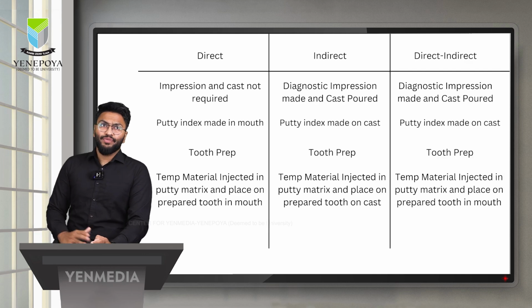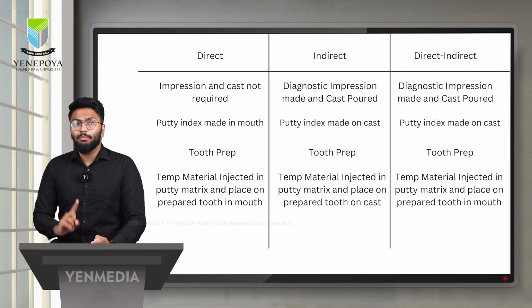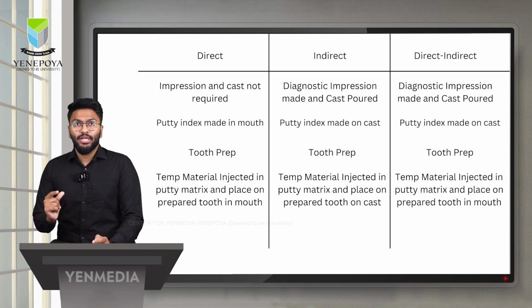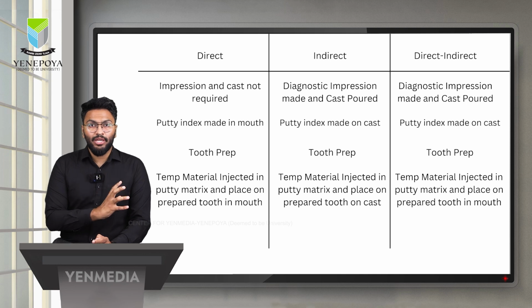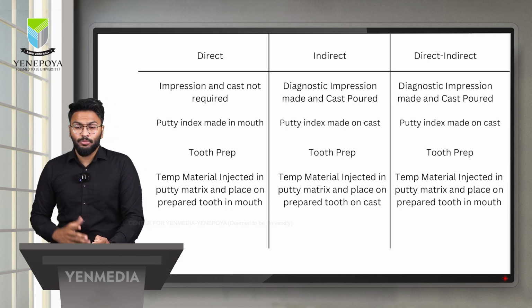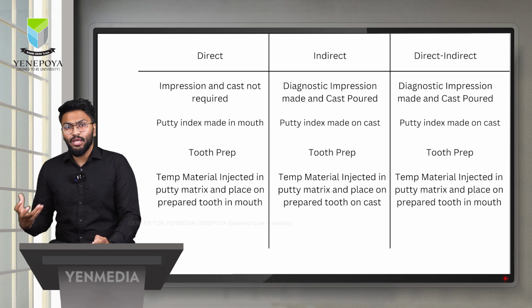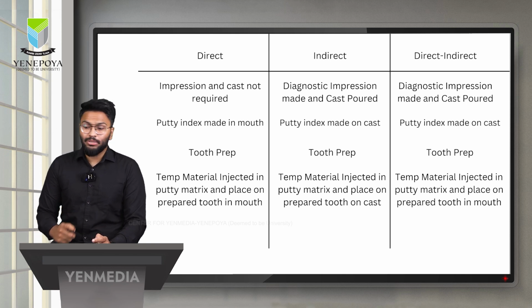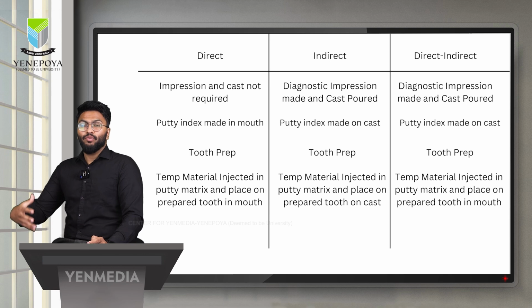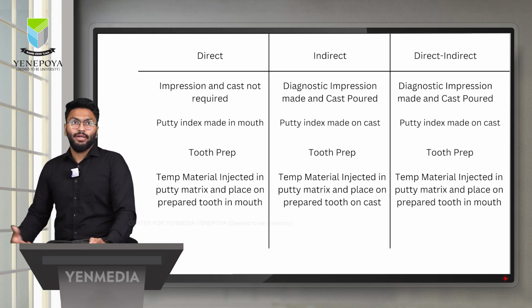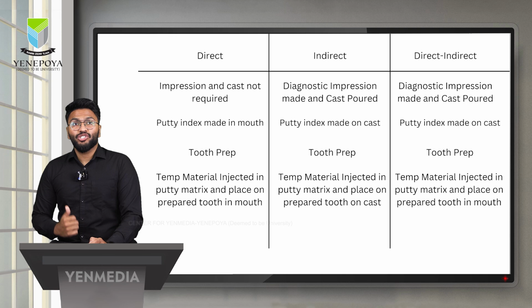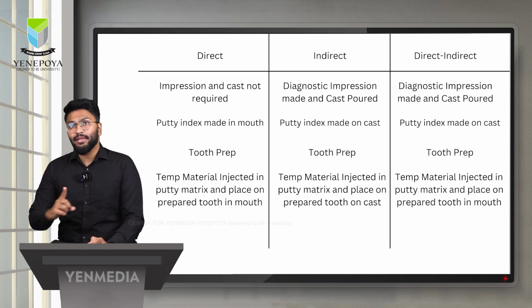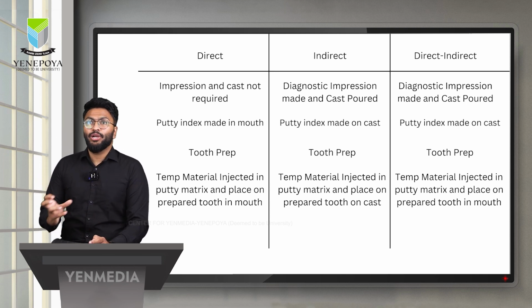So as you can see, the difference between the three: for a direct technique, an impression and a cast are not required. So as you can think about it, it is the fastest method. You can finish your fabrication as quickly as possible in your direct method, because you are not taking any impression and there is no waiting time for setting of your cast. In the indirect and the direct-indirect technique, you are taking a diagnostic impression and pouring the cast, and you are working on the cast, so it takes some more time. In the direct technique, the putty index is made inside the mouth. In the indirect and in the direct-indirect, the putty index is made on the cast.